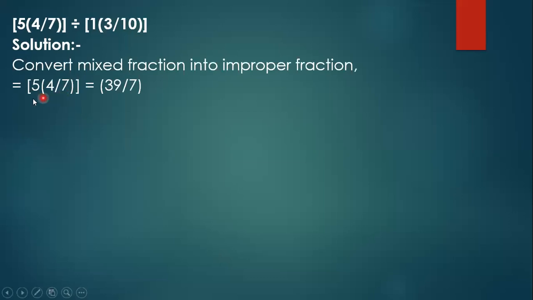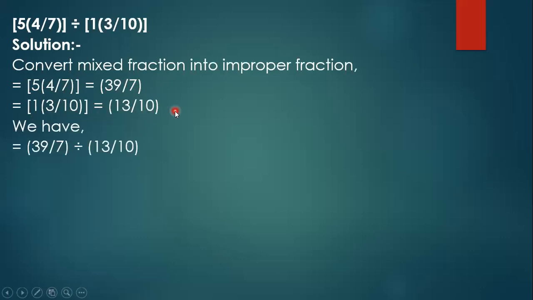Okay. 7 multiplied by 5 gives us 35. 35 plus 4 gives us 39. We'll have 39 by 7. Similarly, 10 multiplied by 1 gives us 10. Plus 3 gives us 13. We are left with 13 by 10. So the first fraction was 39 by 7 divided by the second one, 13 by 10.